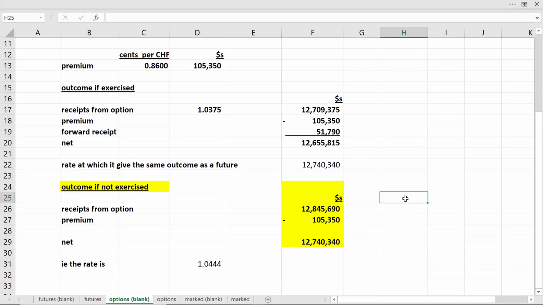And what the solution does here, and it is one valid approach, is to say, well, the future gives us an outcome of 12,743.40. If the spot rate moved in our favour and we're using options, we could actually get up to that level. What would the exchange rate have to be for that to happen? Well, the outcome would have to be 12,743.40, but I have to pay a premium with options, and so I'd need to be collecting receipts of 12,845,690, and so crudely that gives me an exchange rate of 1.0444, and that comes from the 12,840,690 divided by 12,300, and that's my 1.0444.